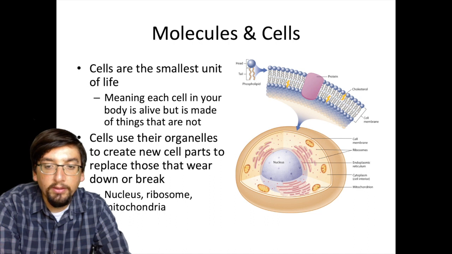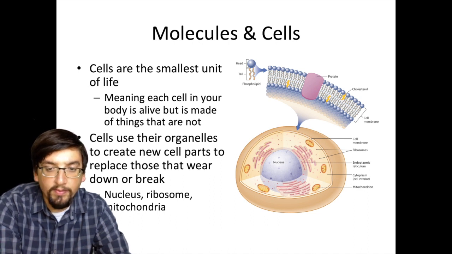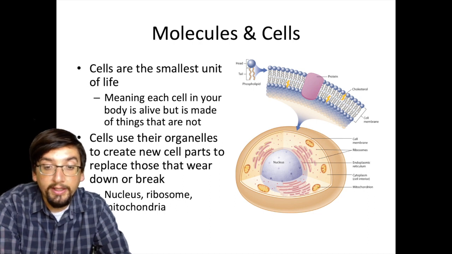And so the cell membrane is made of phospholipids, which, remember, the word lipid means it's oil. So that's one of the uses of oil in our body, it is used to build cell membranes. The nucleus has the cell's DNA, which contains its information on how to make more cell parts.